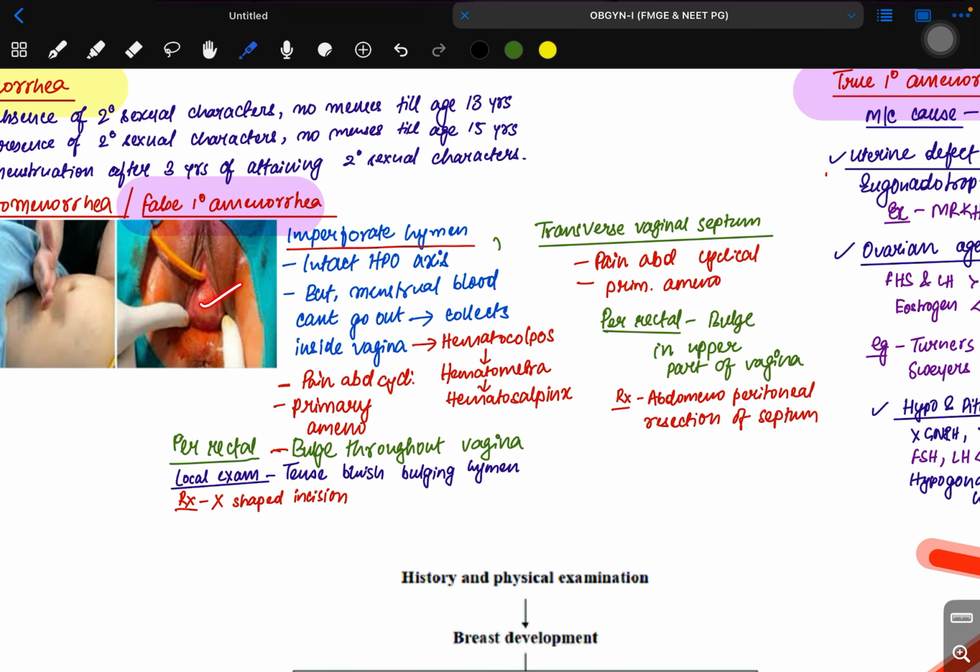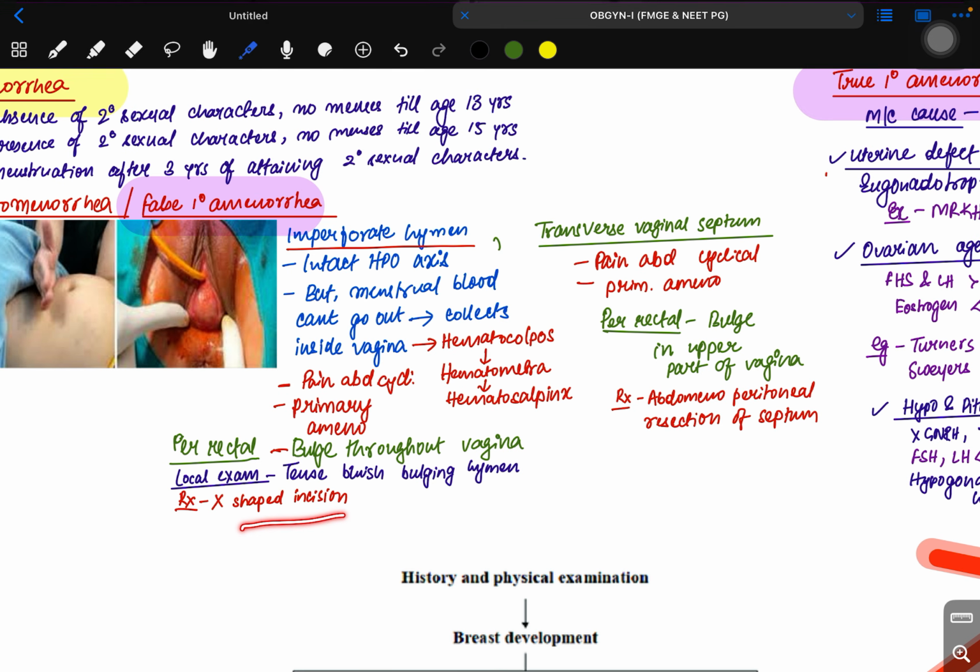The blood gets collected in the vagina, which is known as hematocolpos, then hematometra, and ultimately hematosalpinx. What will be the clinical features? There will be cyclical abdominal pain, primary amenorrhea, and on per rectal examination we will find a bulge throughout the vagina, and on local examination we will find a tense bluish bulging hymen. What is the treatment? We have to give a cruciate incision, a cruciate-shaped or X-shaped incision.